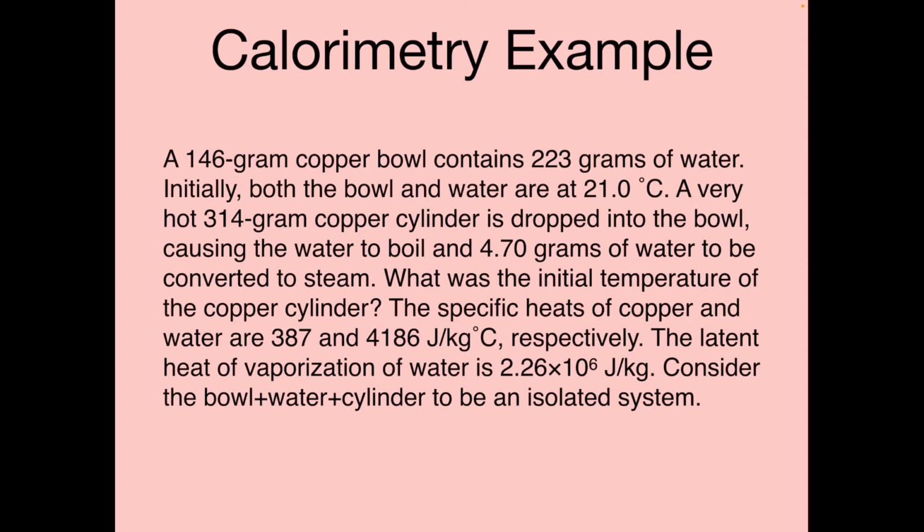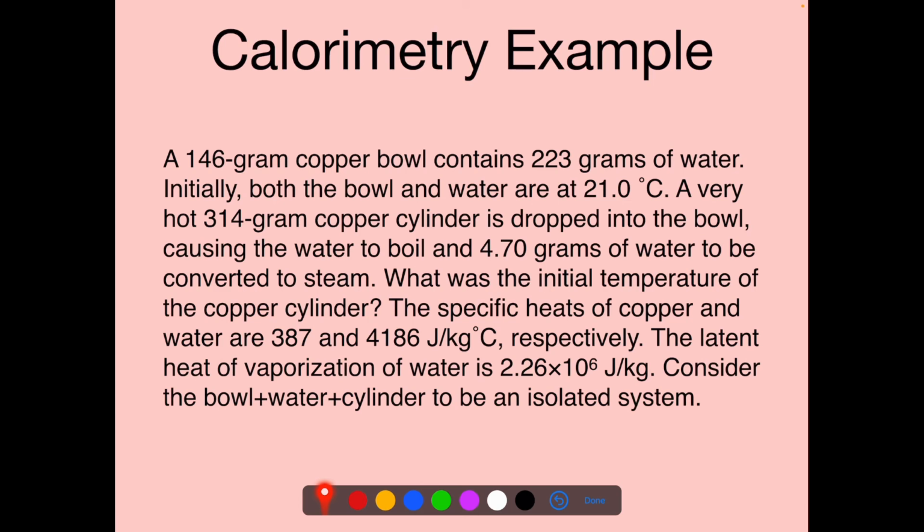Let's say we have a 146 gram copper bowl, which contains 223 grams of water. Initially, both the bowl and the water are at 21 degrees Celsius. A very hot 314 gram copper cylinder is dropped into the bowl, and it's actually so hot that it causes some of the water to boil away. It boils away 4.70 grams of water, and it converts it into steam. So the question is, what was the initial temperature of that copper cylinder?